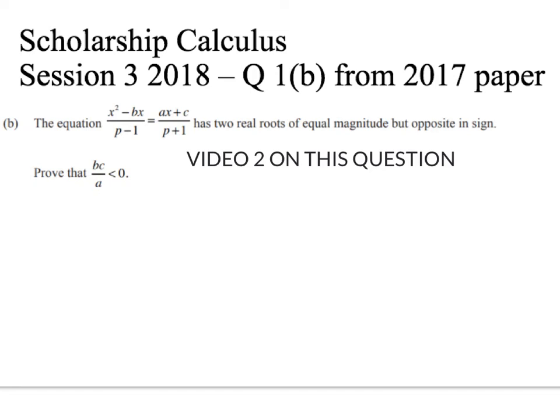This is the second video on the quadratic equation problem from the 2017 Calculus Scholarship paper. So the first video looked at how to solve this using the sum and product of the roots, and in this one I'm going to focus on what we know about the discriminant.